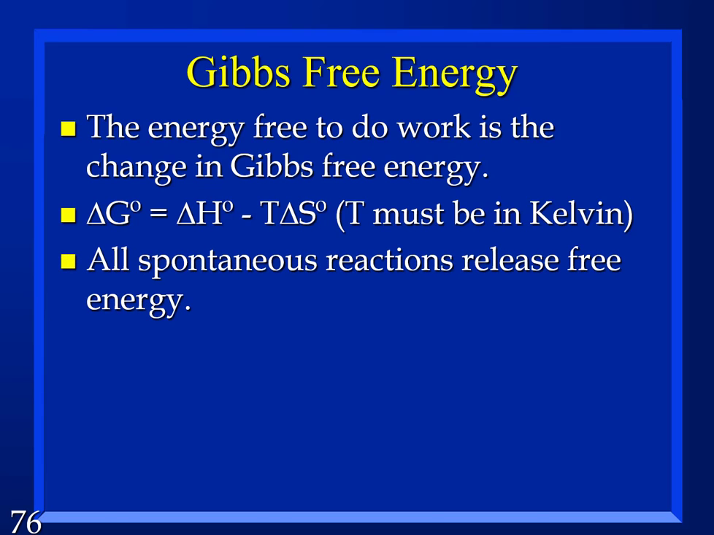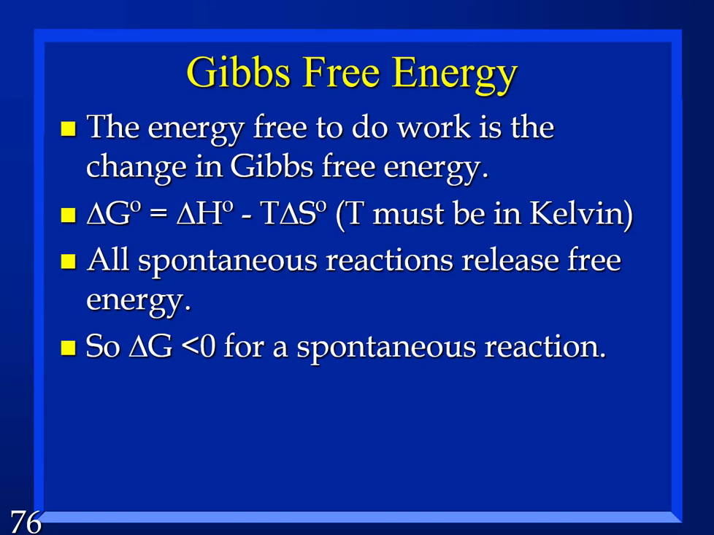And all spontaneous reactions release free energy. And release means to give off. Since release means to give off, and I start off with so much free energy and I give off free energy, I ended up lower. So that's going to be a negative delta G. Delta G's got to be negative. If delta G is negative, that reaction is spontaneous. If delta G is positive, it is not spontaneous. One number tells us whether it's spontaneous or not.